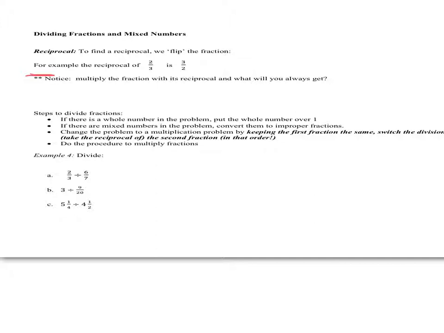And one thing to notice: when you multiply a fraction and its reciprocal, what do you get? Well, let's take 2/3 times 3/2. Multiply the numerators, 6, the denominators, 6, and 6 divided by 6 is equal to 1. So 2/3 times 3/2, or any fraction multiplied by its reciprocal, we get 1.